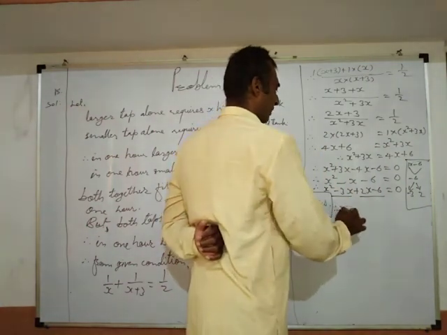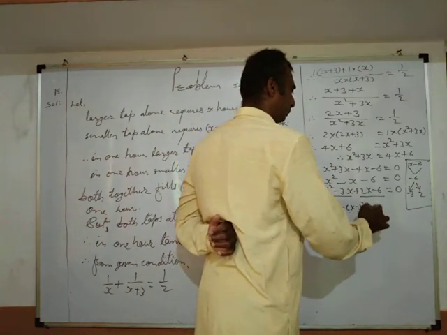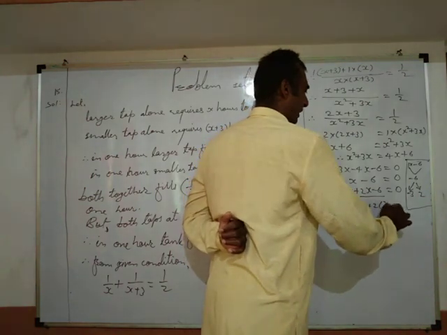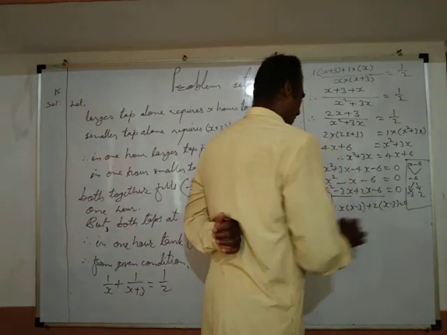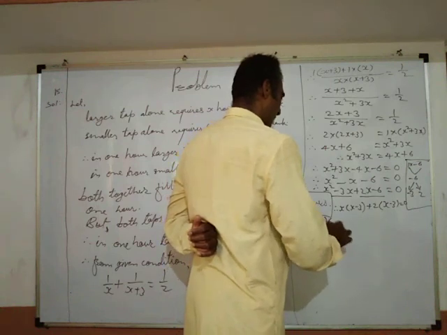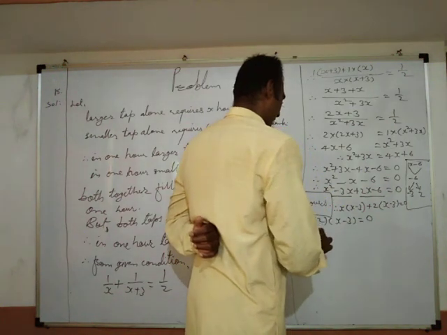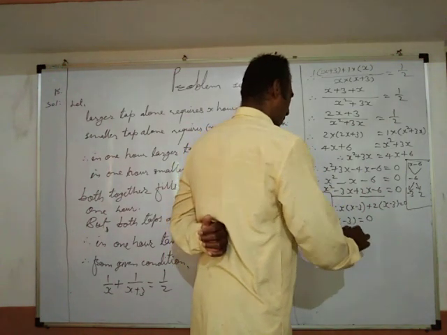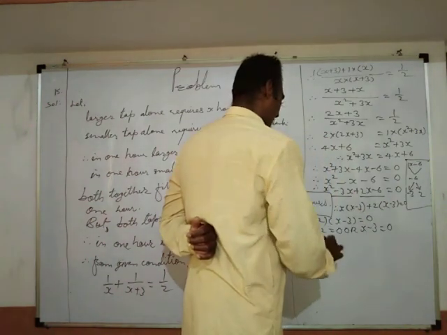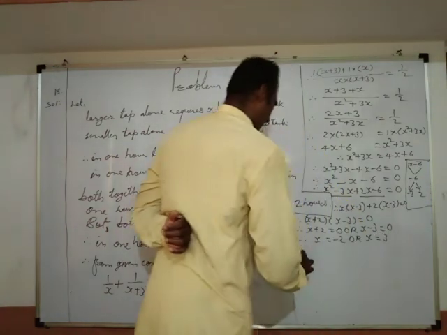From the first group we may take out x common, therefore in bracket x minus 3, plus taking 2 common in bracket x minus 3 equal to 0, and therefore x plus 2 into x minus 3 equal to 0. Therefore, x plus 2 equal to 0 or x minus 3 equal to 0. Therefore, x equal to minus 2 or x equal to 3.